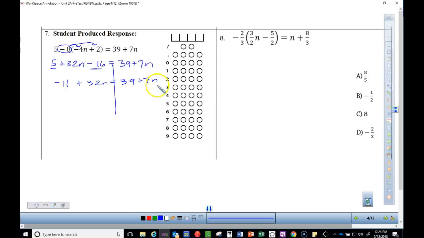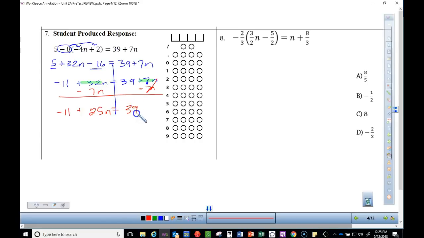Now, before I start adding 11, I want to make sure my variables are on one side. You notice right now they're on both sides. So I can't decide what to move until my variables are on one side. So I need to cancel them by doing the inverse. So I'm going to minus 7n on this side so that I only have n's on the left. So I've got negative 11. 32 minus 7 will be positive 25n.